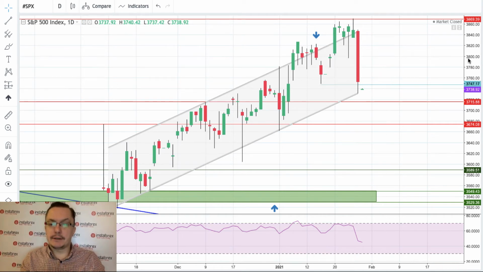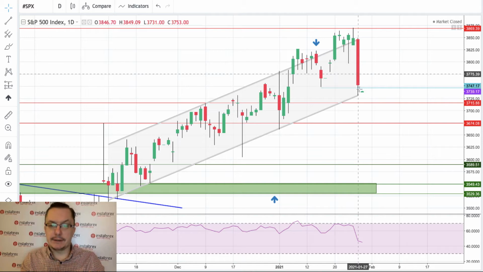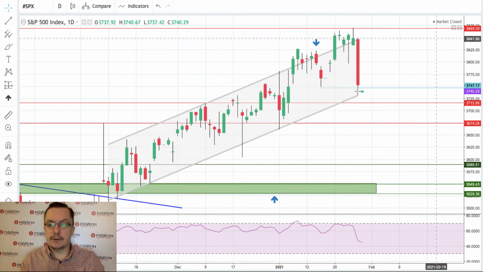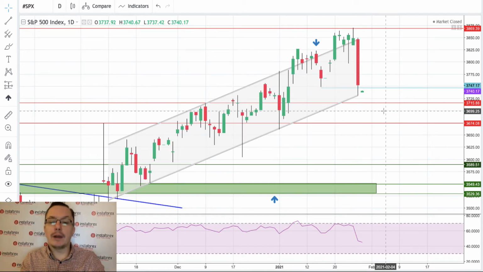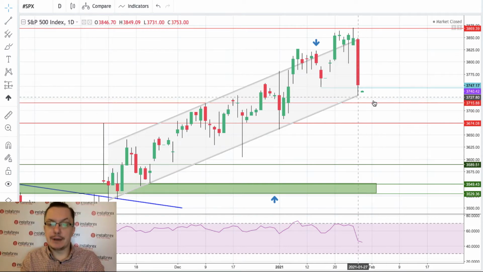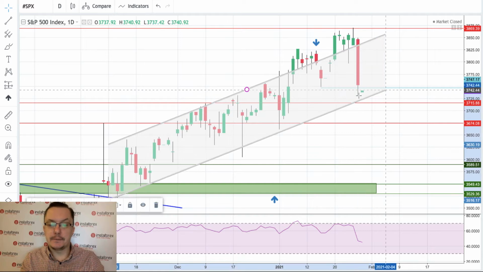So please don't get too excited about this big sell-off candle, because in order to confirm that 3,869 is the top, we need to break way lower. We need to break below 3,715. That means we are out of this channel, right?